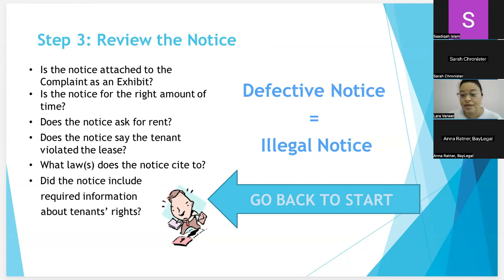Next is a notice for the right amount of time. So there's different timelines for different notices. If a landlord provides the wrong notice, for example, it's a Section 8 voucher holder, they didn't provide that 90-day notice, then that's a reason why the notice is defective. Again, you want to look for those defects in that notice to try and get as many defenses as possible. Next slide.